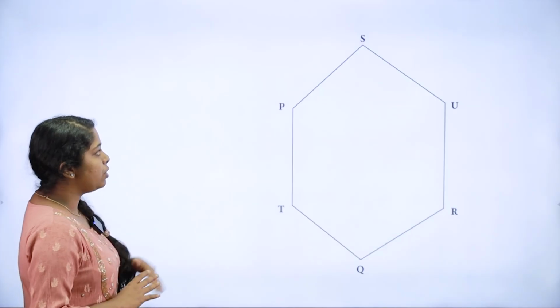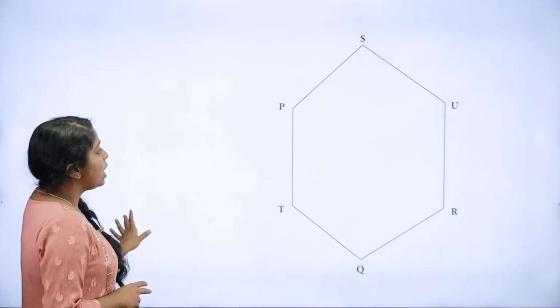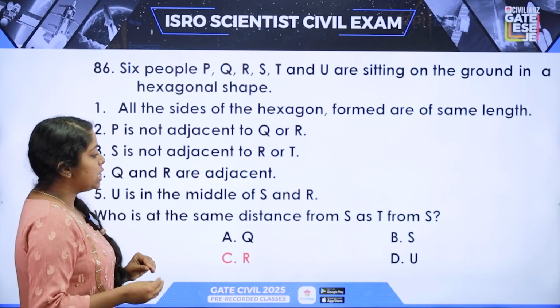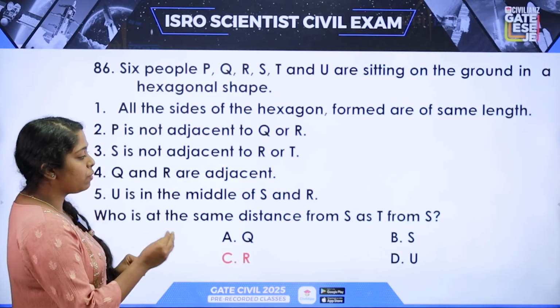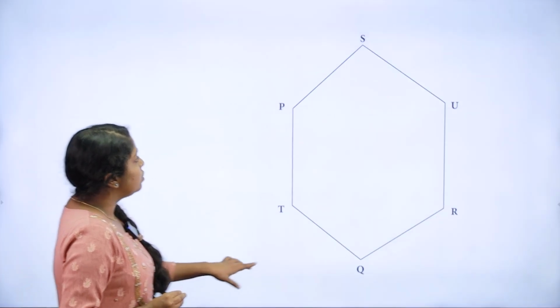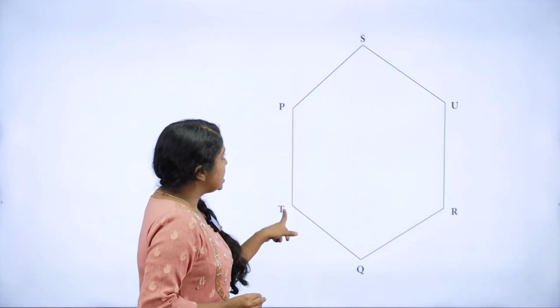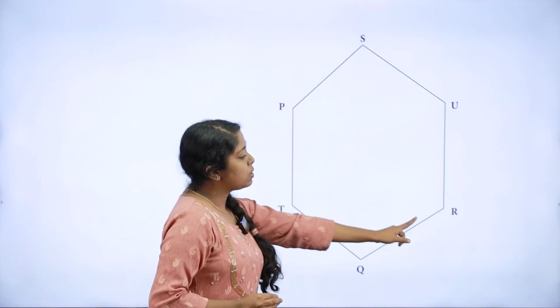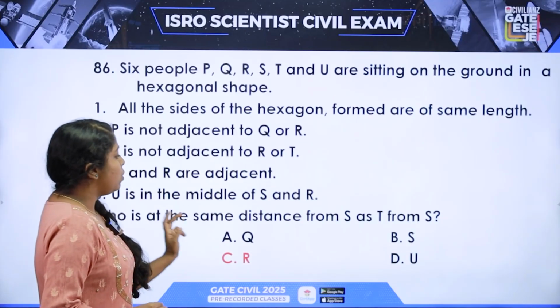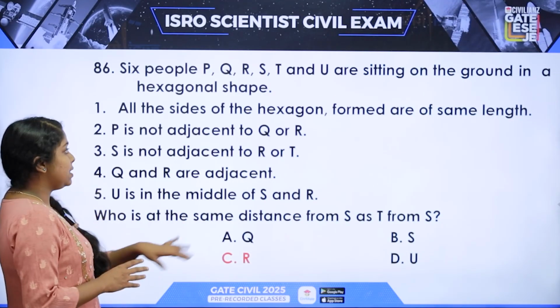We are able to find out the seating arrangement, and in the question we need to find out the person sitting at the same distance from S, say as the same distance between S and T. So S and T is like this, and the person who is maintaining the same distance with S is obviously R. So option C is the right answer.